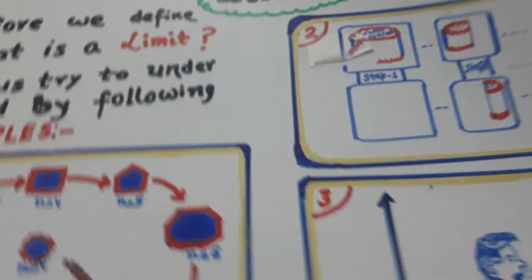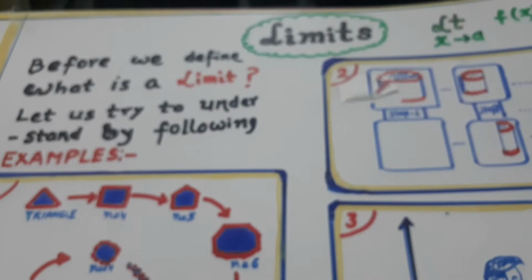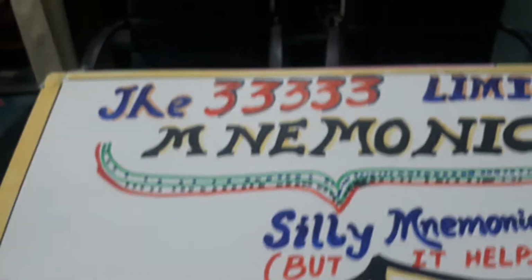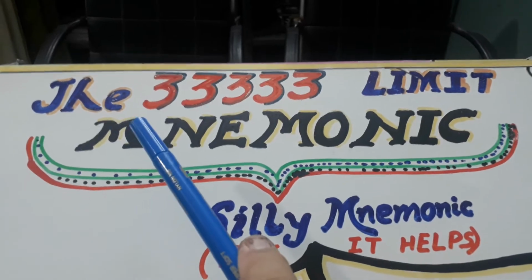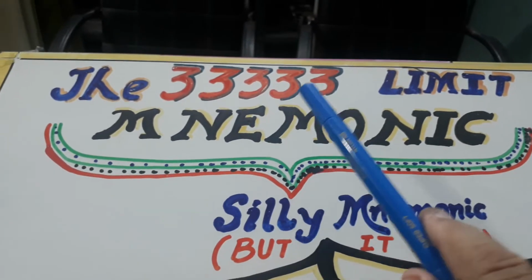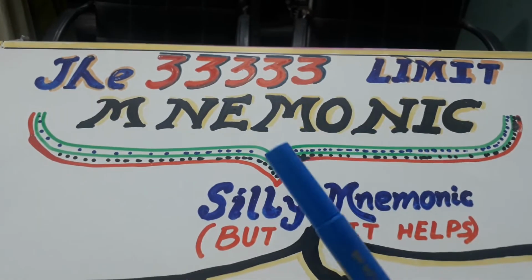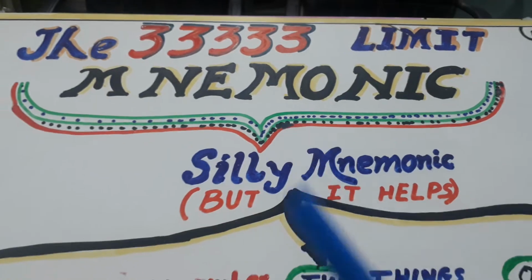Now let us go further. I am coming with some mnemonics on limits. The mnemonic is 3, 3, 3, 3, 3. 5 times 3. Limit mnemonic.